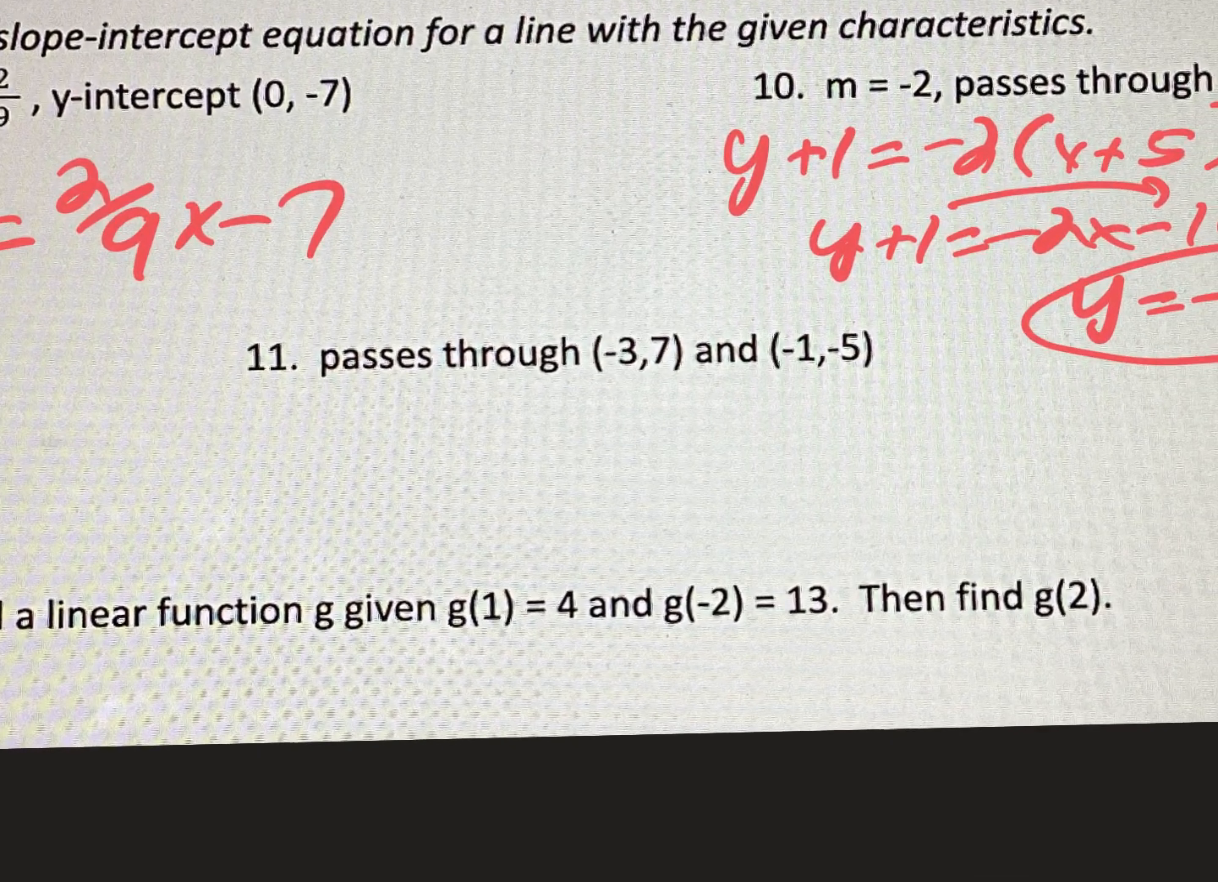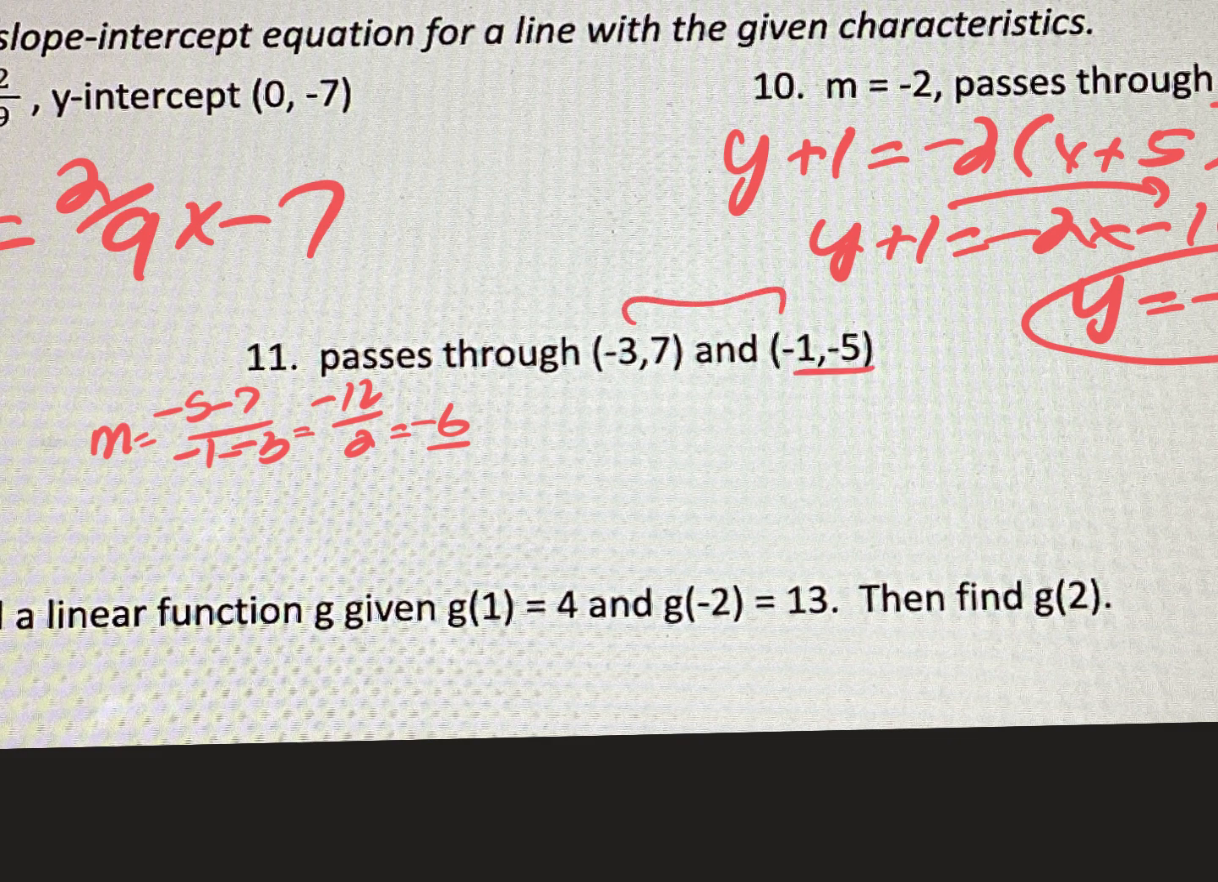Number 11. This time they don't tell you the slope, so you have to find the slope. So I'm going to do that first. I'm going to say slope is y2 minus y1 over x2 minus x1. So it gives me negative 12 over 2, which is negative 6. There's my slope. You can pick either one of these points you want to. I'm going to take the second one just because it looks a little smaller.